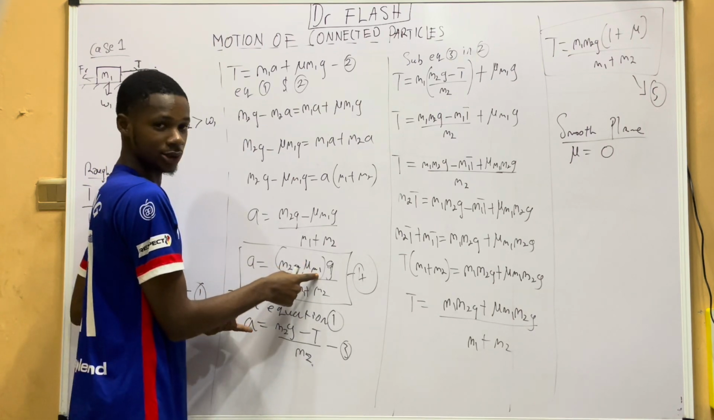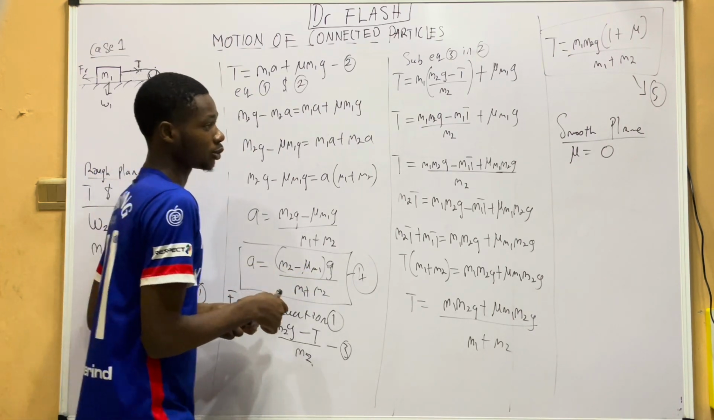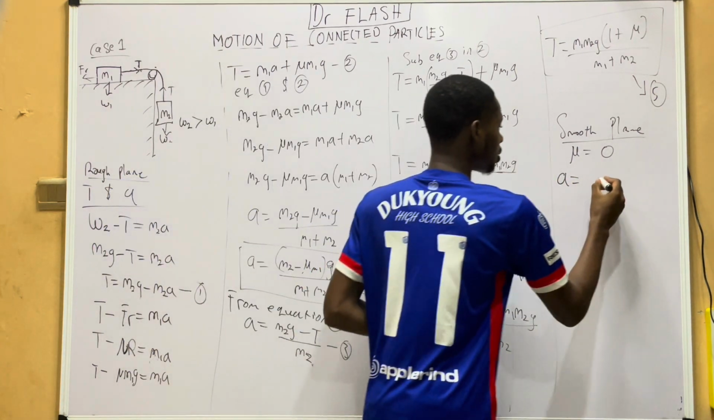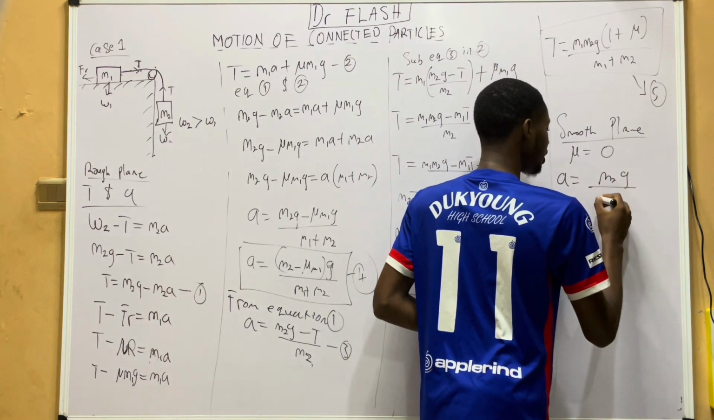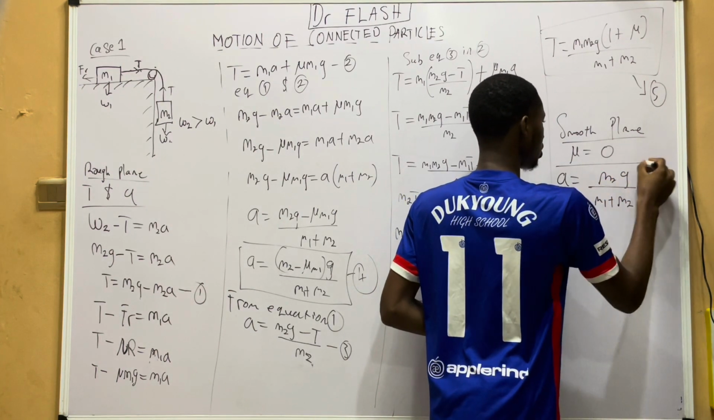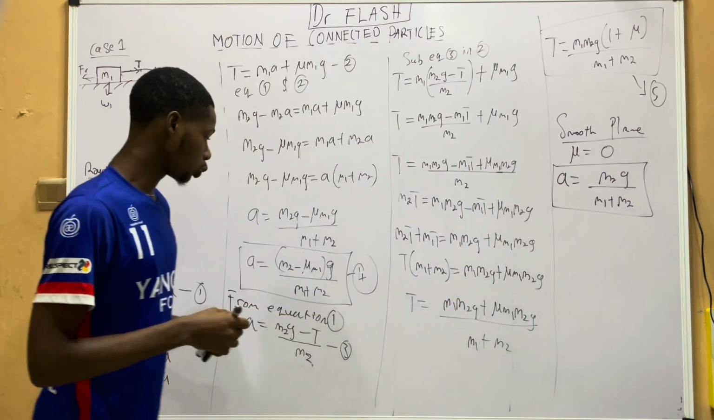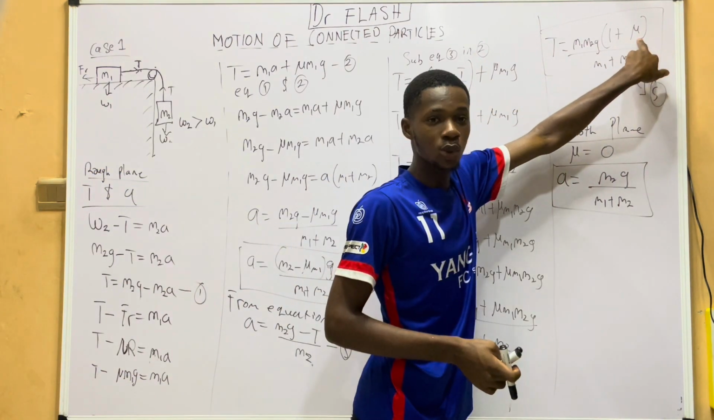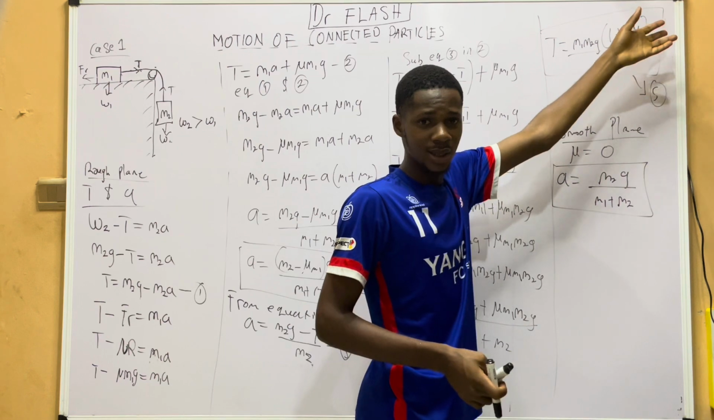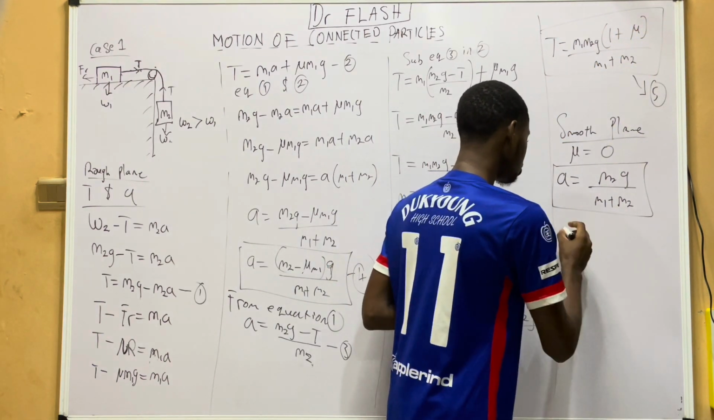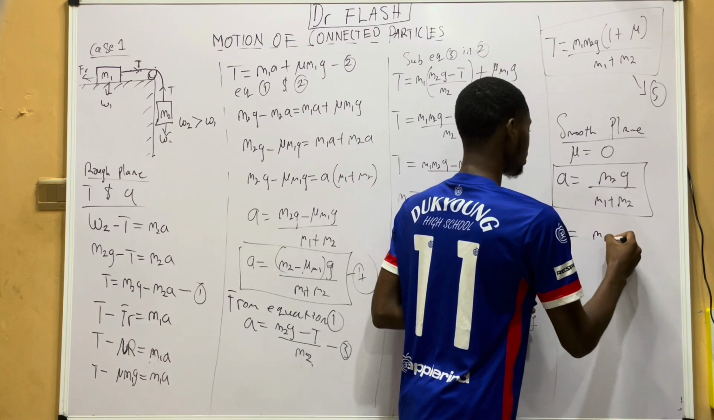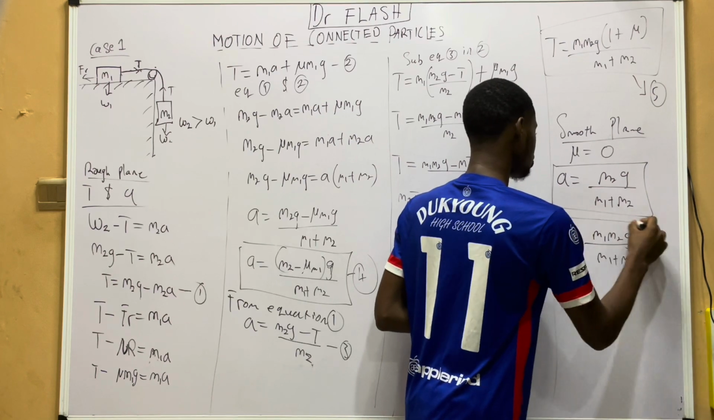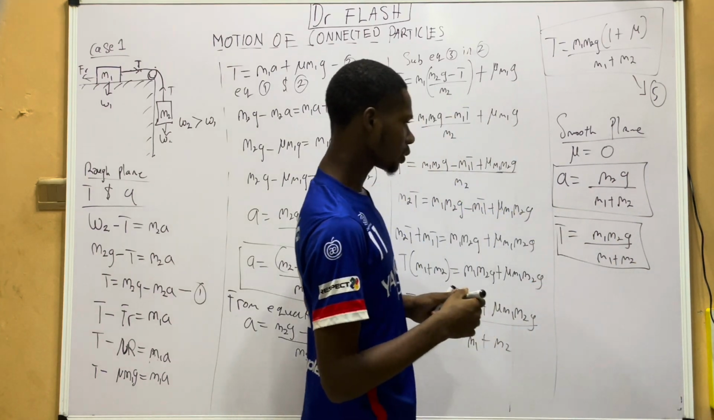0 times m1, you get 0, right? So m2 minus 0, that's m2. So acceleration becomes m2 times g divided by m1 plus m2. Okay, that is when the plane is smooth. And then what about the tension? For the tension, this one is equal to 0. So m1 m2g multiplies 1, you get m1 m2g. So that will give us tension equals m1 m2g divided by m1 plus m2. Okay, so I think this one is even easier.